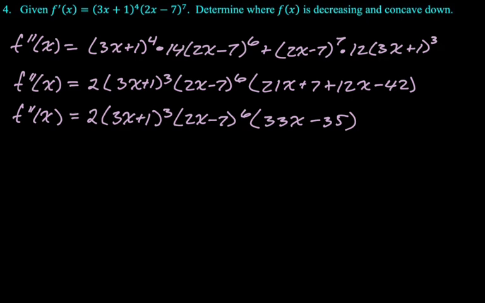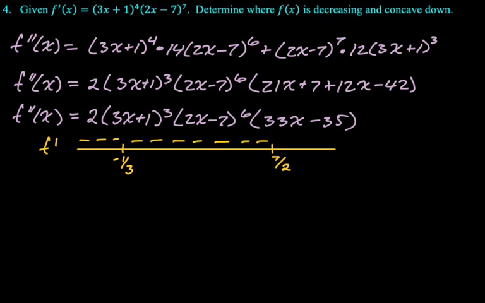Now I'm going to make some sign charts. So for f prime, the only zeros that I have are negative 1/3 and 7/2. Plug in negative a billion, something to the 4th is positive, and then you get a negative to an odd. So we're going to go negatives there. Negative 1/3 comes from an even degree factor, right? The multiplicity is 4, so that's even. So there's not going to be a sign change, so we're still going to be negative. 7/2 comes from something to the 7th, which is odd, so there will be a sign change. Or just test. It doesn't really matter.